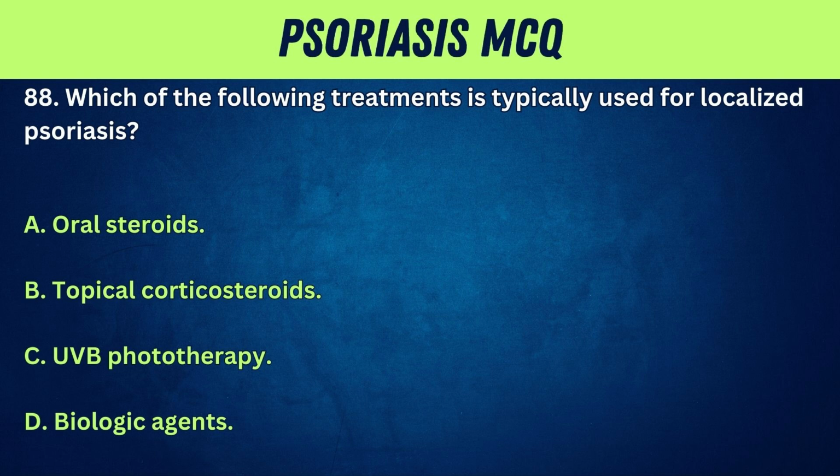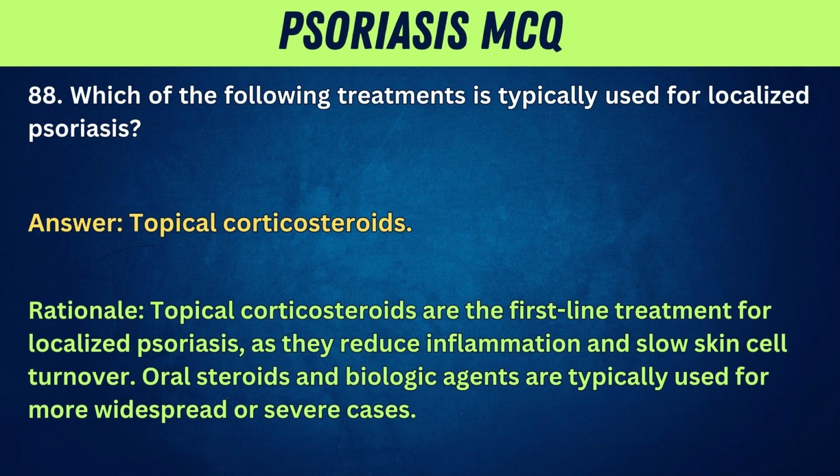88. Which of the following treatments is typically used for localized psoriasis? A. Oral steroids. B. Topical corticosteroids. C. UVB phototherapy. D. Biologic agents. Answer: topical corticosteroids.